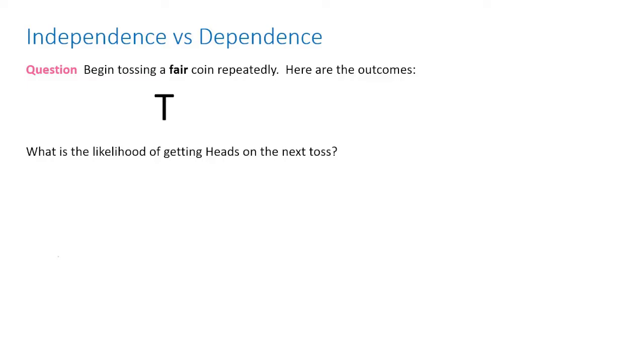Let's look at this example where we toss a fair coin repeatedly. Here are the outcomes. I toss it the first time, I get tails. Then I toss it again, and I get heads. Third toss, heads. Fourth toss, heads. Fifth toss, heads. Sixth toss, heads. Seventh toss, heads. What is the likelihood now of getting heads on the next toss?